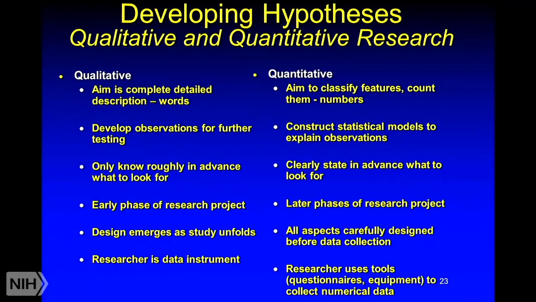So the qualitative research develops observations for further testing, whereas the quantitative one constructs statistical methods to explain the observations. In qualitative research, you only know roughly in advance what you're looking for. You're groping around for what you're going to test quantitatively later. On the other hand, quantitative research is not a data dredging exercise. You want to clearly state in advance what you're looking for. The qualitative part comes early in a research project, whereas the quantitative part comes later. The design of a qualitative study may emerge as the study unfolds, whereas a quantitative study carefully lays out in advance how the research is going to be designed and the data collected.